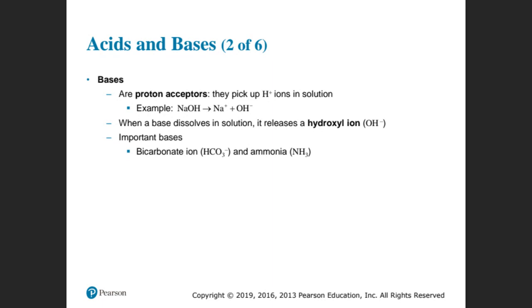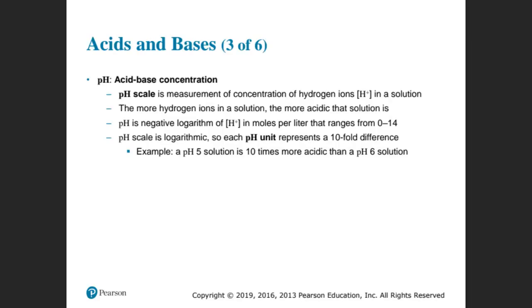So bases are important too. The pH of basic solutions is from 7.01 to 14. And some important bases include the bicarbonate ion. This is the way that 70% of our carbon dioxide is transported in the body, and ammonia. And we find bases and acidic substances in some household items, including food and drink, but also like household cleaners.